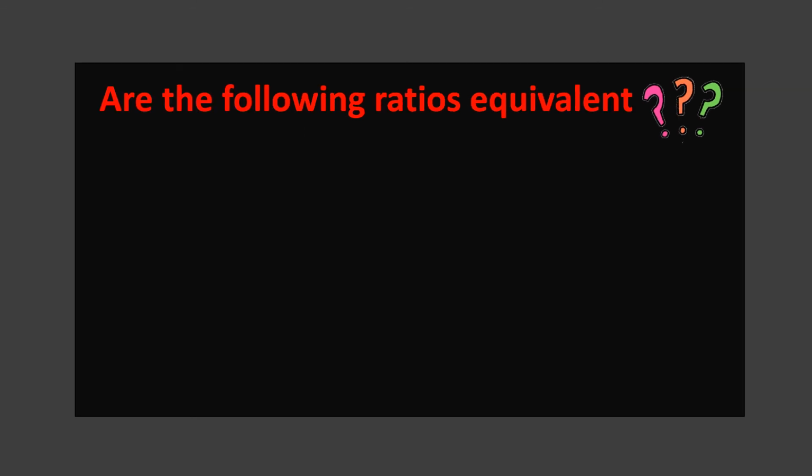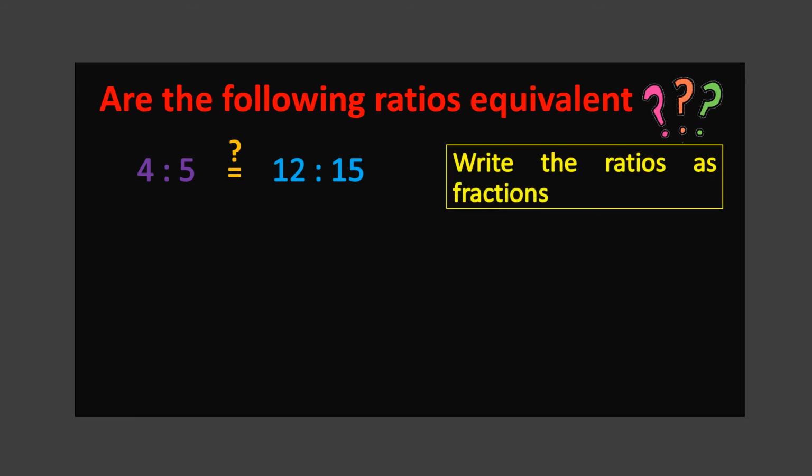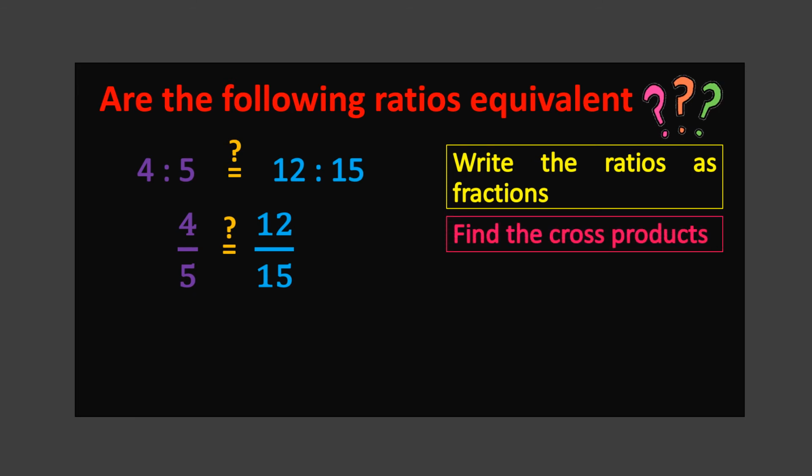Now let's do an example on it. 4 is to 5 and 12 is to 15. Are they equivalent? To check that, first write your ratios as a fraction. Now find the cross products of it. Cross products means that you are going to multiply the numbers diagonally. So 4 times 15, which gives 60. 5 times 12, which also gives you 60.